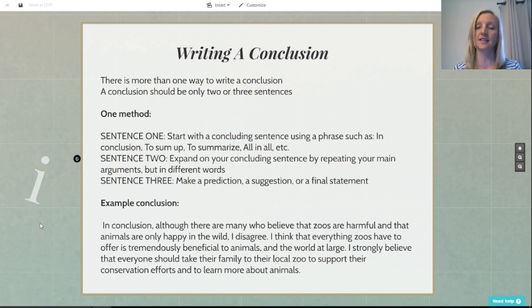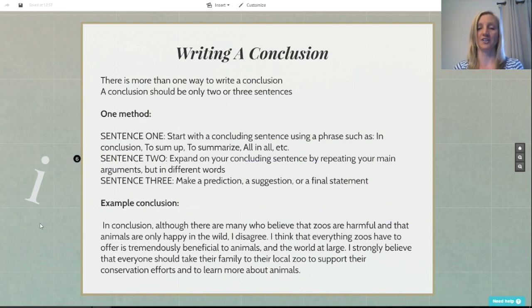In my second sentence, I expand on my conclusion by repeating my main arguments, but by using different words. And then I finalize it by making a prediction, giving a suggestion, or simply making a final statement that wraps everything up. So take a look at my example conclusion here.